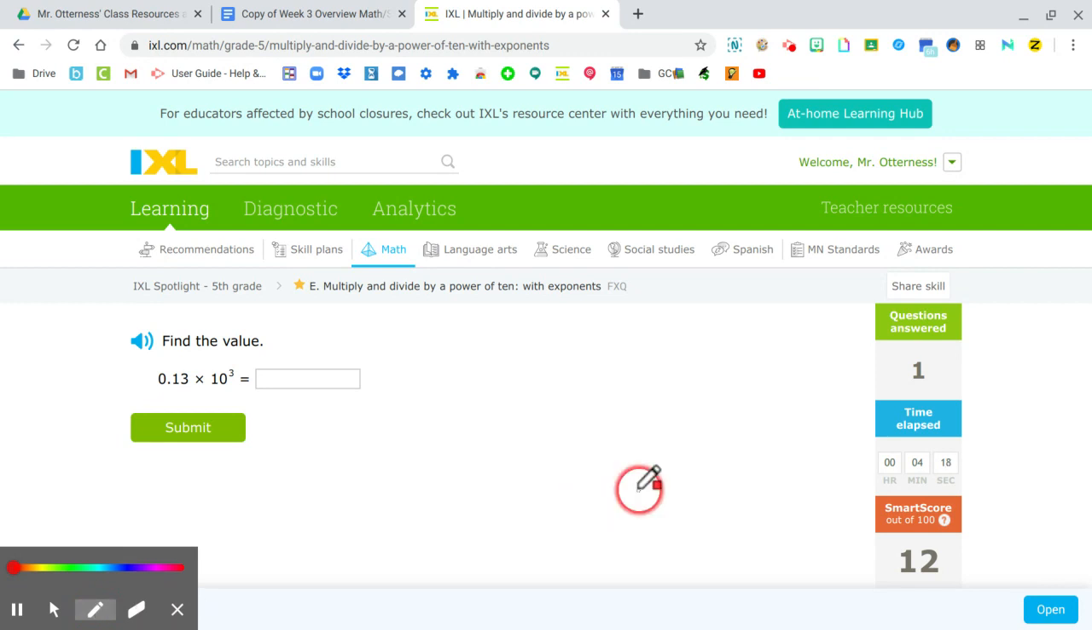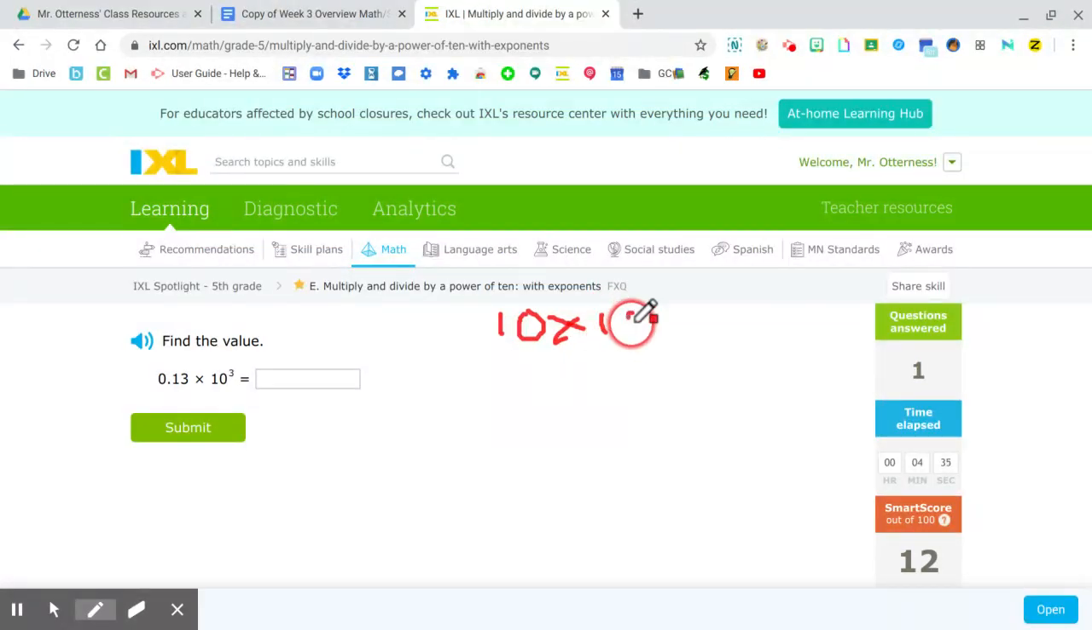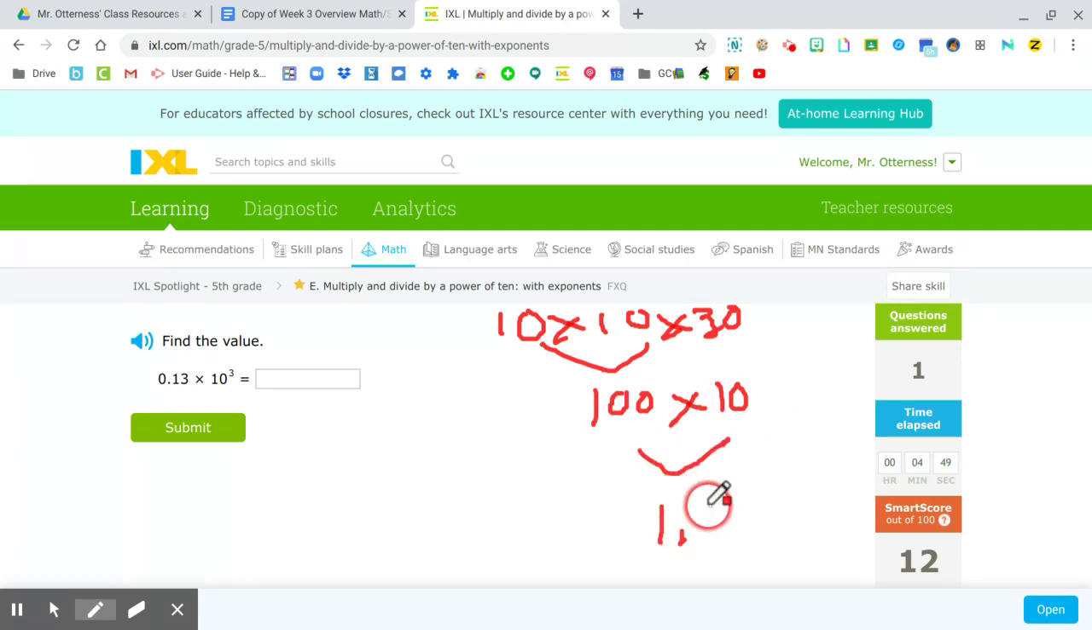All right, 13 hundredths times 10 to the third power. So let's unpack 10 to the third power, okay? Earlier, we had 10 to the second power, which we knew was 10 times 10, which equals 100. So 10 times itself 3 times over would be what? 10 times 10 is 100, times another 10, anyway, is 1,000.